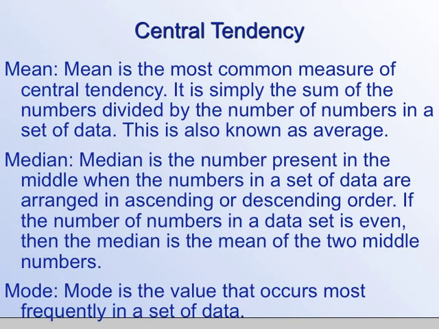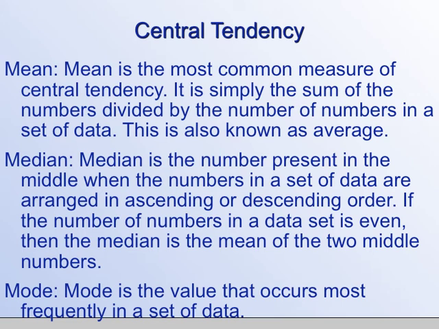Okay, I'm going to fly through this stuff, you guys should know this. Mean, the most common measure of central tendency, it's the average. Median is the number in the middle when all numbers of the data set are arranged. Mode is the value that occurs most frequently in a set of data. Okay, mean, median, mode. You should have done this since like 6th grade.